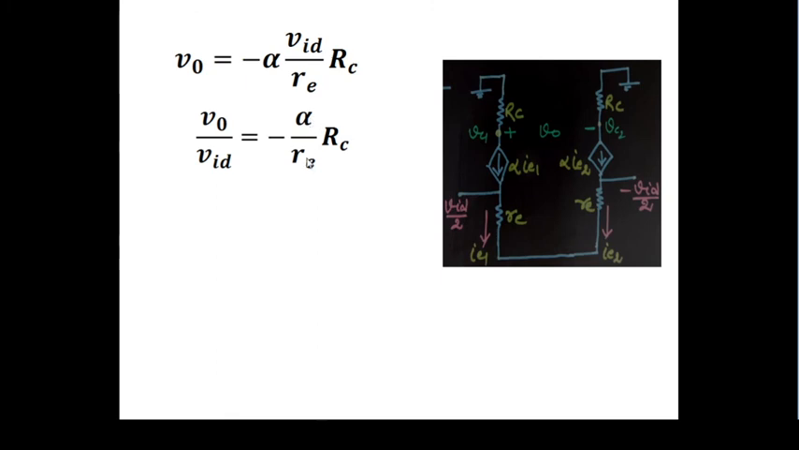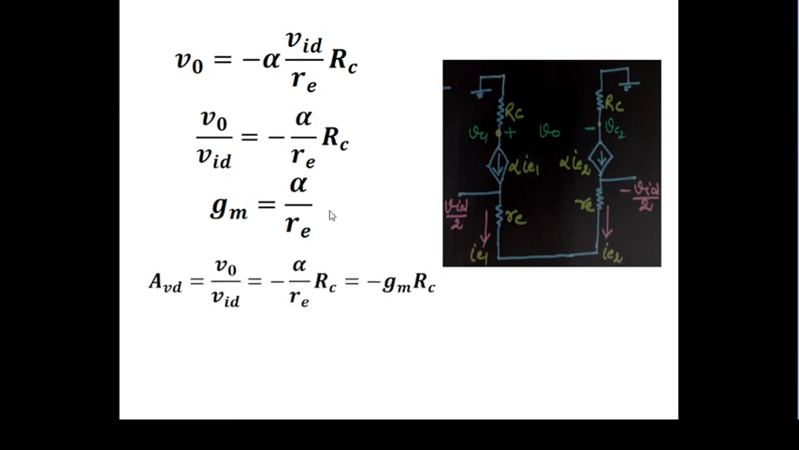Now this alpha by RE is nothing but your GM. So we can write GM equals alpha by RE. All are BJT concepts. So V naught by VID is simply minus GM RC. So for the double-ended voltage gain of the differential amplifier, the gain will be minus GM RC.